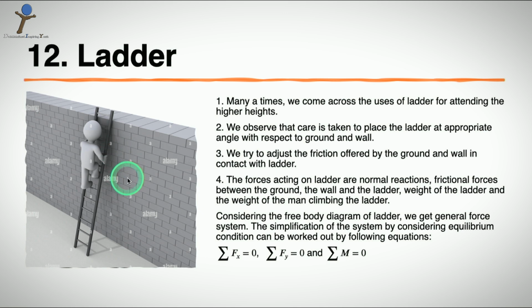The forces acting on the ladder are normal reactions, frictional forces between the ground and the wall and the ladder, the weight of the ladder, and the weight of the man climbing the ladder also is considered. Considering the free body diagram of the ladder, we get a general force system. Simplification of the system by considering equilibrium conditions can be worked out by the following equations, that is sigma Fx equal to 0, sigma Fy equal to 0 and sigma M equal to 0.